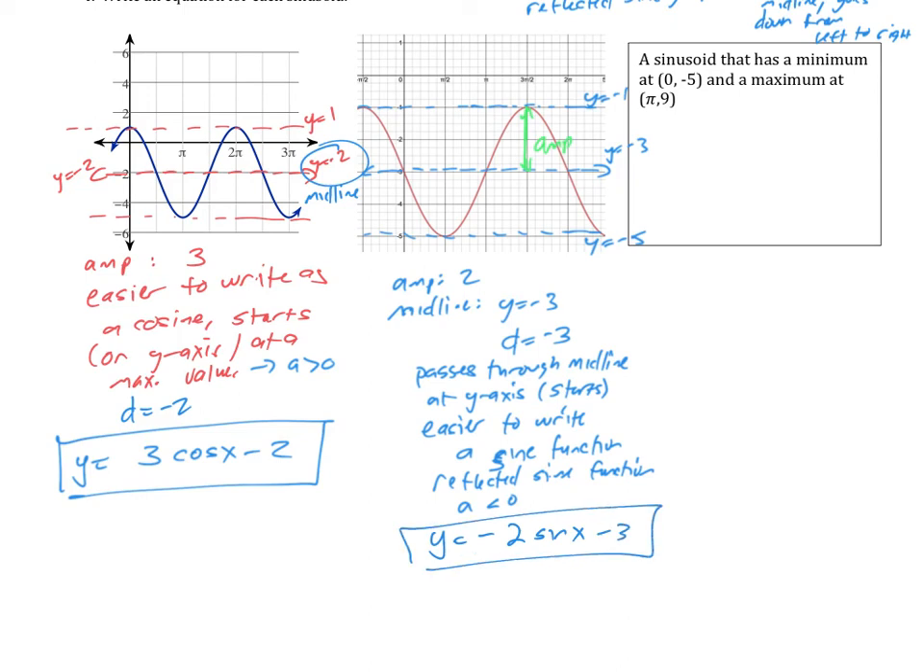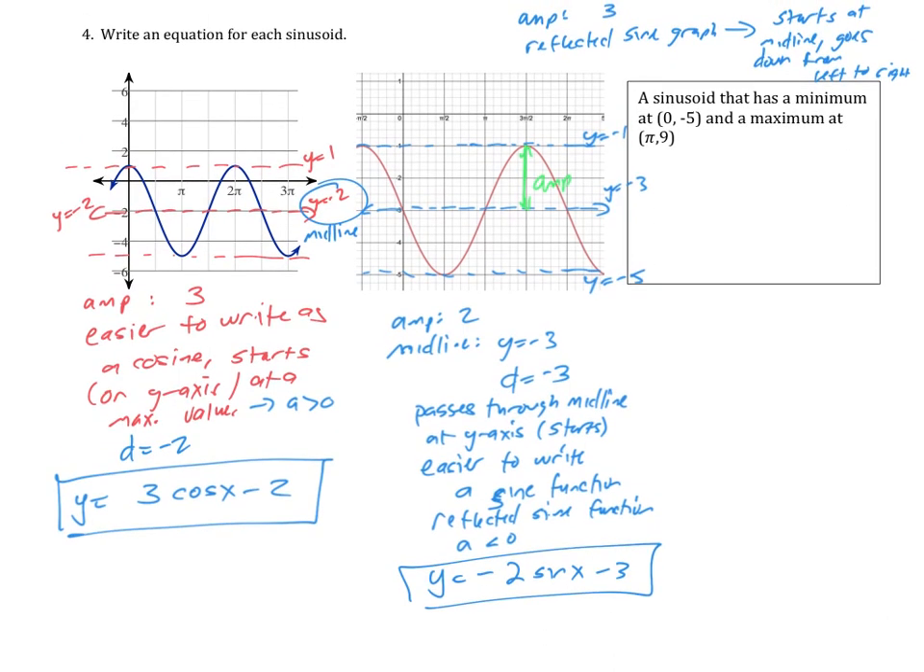Okay, the last problem. We are asked to write the equation for a sinusoid, that means a sine or cosine, that has a minimum at 0, -5, and a maximum at pi, 9. So I would go ahead and make a sketch. So we have a minimum at 0, -5, and a maximum at pi, 9. So this is pi, 9.